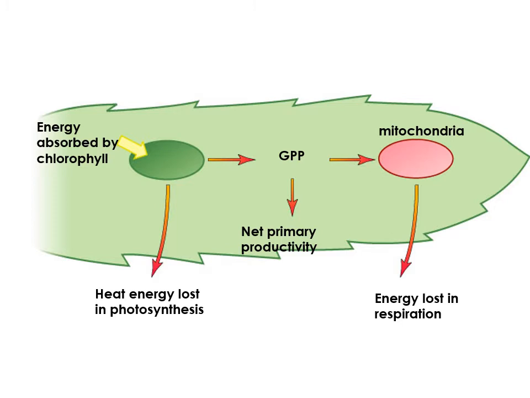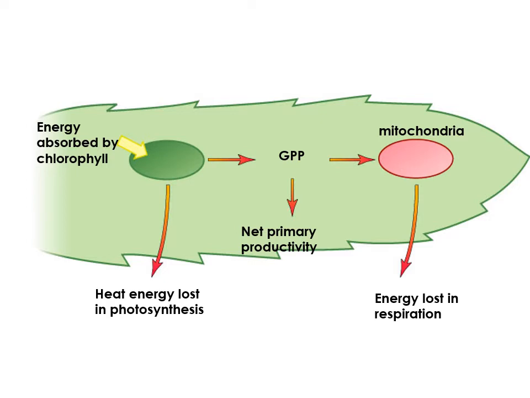Just like in my wage packet, where I get my gross pay and then the government takes a big slice for tax and national insurance, and I've got my pension contributions and other staff deductions, at the end I take my net pay home. The plant, in exactly the same way, has its gross primary production, which is the total amount of glucose it can make during photosynthesis, but it has to use a substantial amount of that energy in respiration.